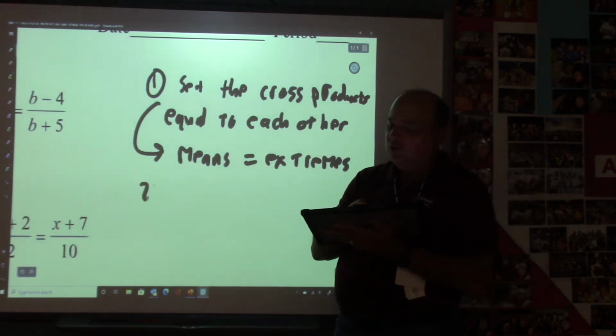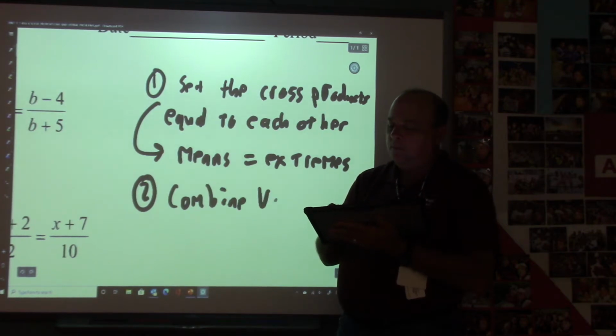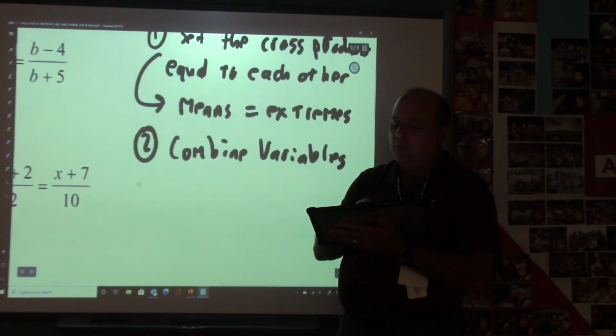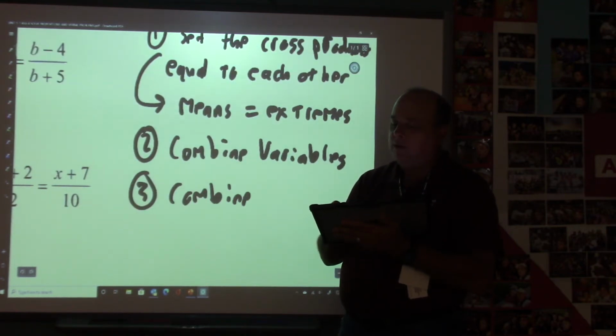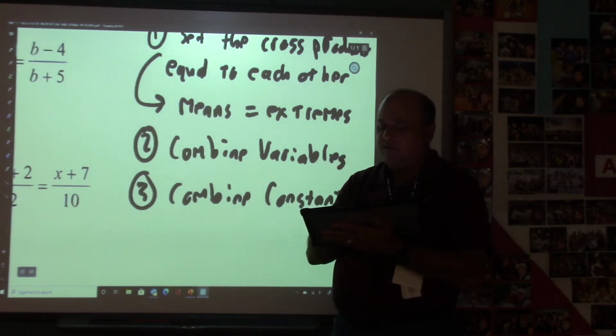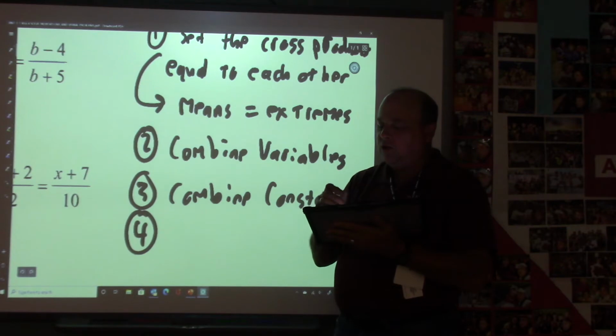Okay, step 2, just like yesterday, combine the variables. After you combine the variables, you'll combine the constants, just like the other days. That's why we're testing so soon, because this won't be that hard of a test. Step 4 is to divide the coefficient.